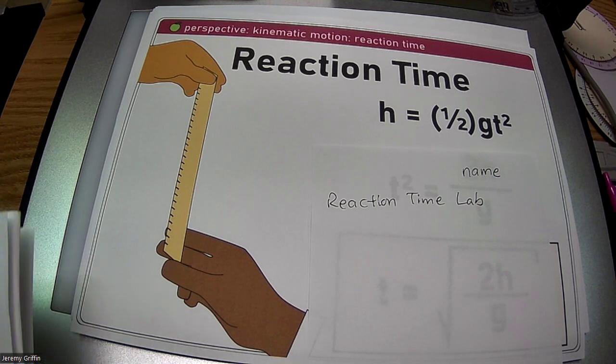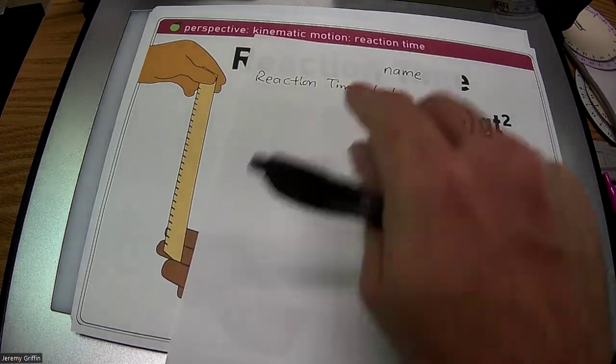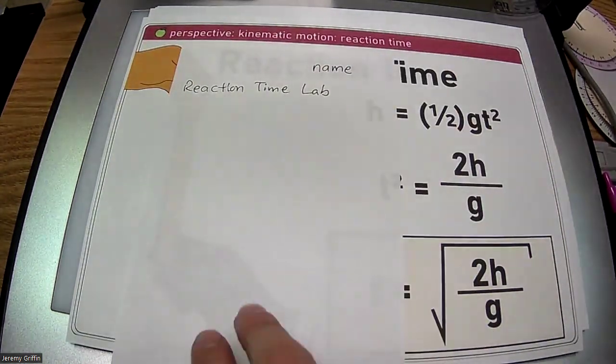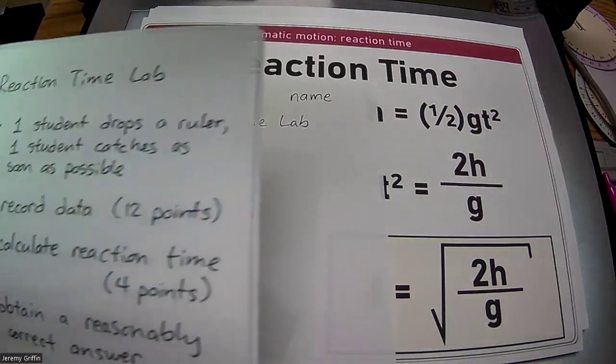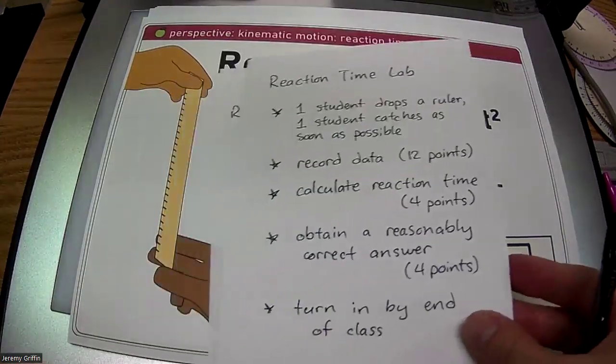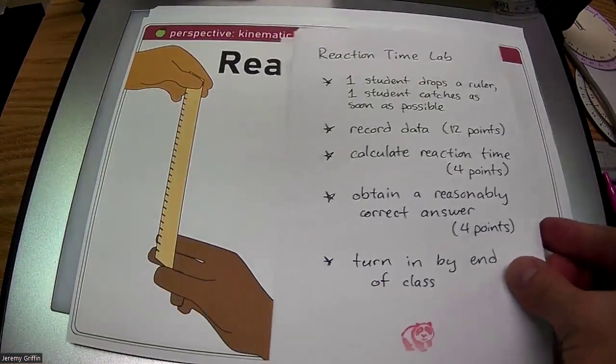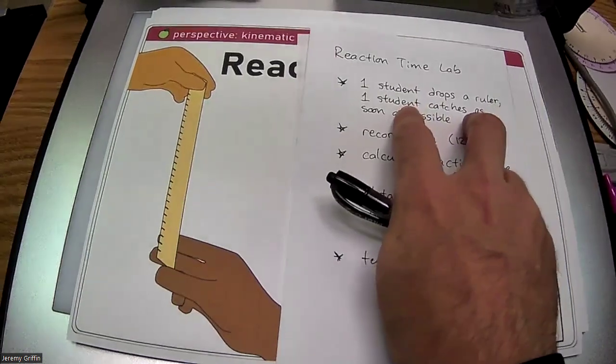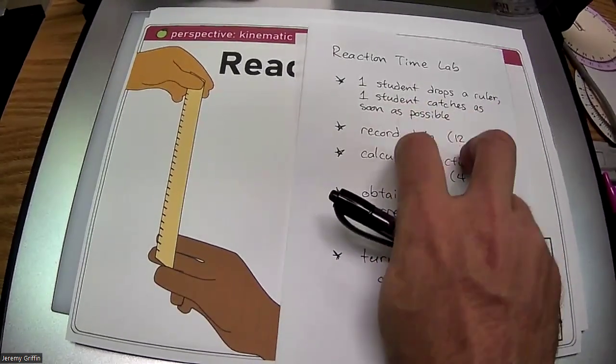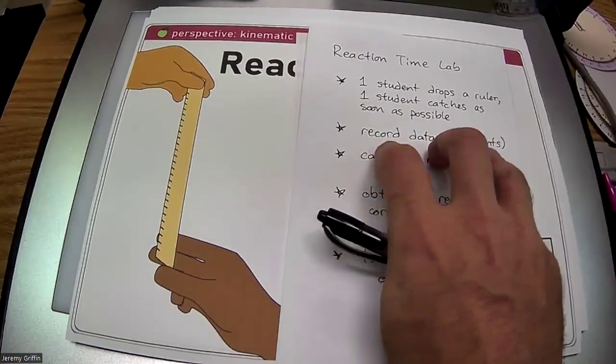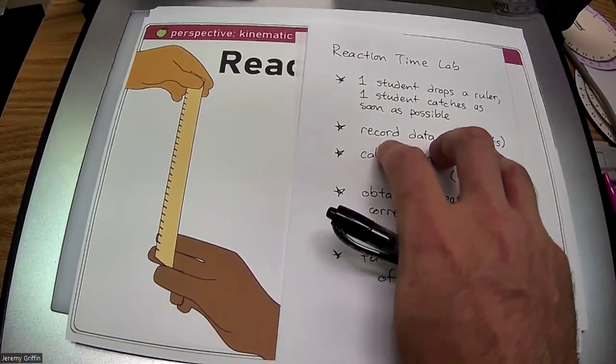So here's what we do. You guys got your name, you got reaction time lab written, right? Okay. So here's how I'm going to score this. Here's the whole setup: reaction time lab. One student drops a ruler, a different student catches it as soon as possible. So record your data. I'll give you guys 12 points for that.